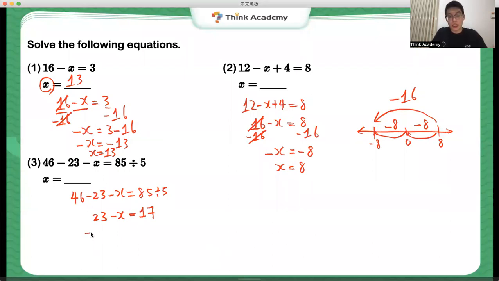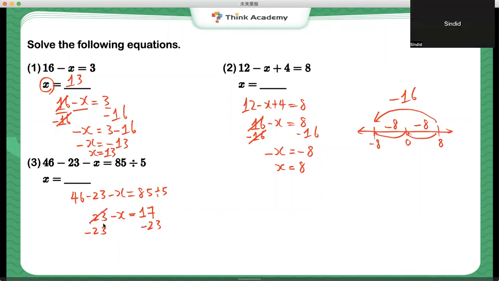So I can take away 23 on both sides because I just want x on one side, nothing else, just x. So that's the reason why I'm always removing the number on the x side. You see that? So how we remove the number on the x side is just by doing the opposite calculation of it, the opposite operation. So I have 23, I just take away the 23, right? So it cancels out. But remember, I need to do the same thing on the other side as well. So that's the reason why I'm taking away 23 on the right-hand side as well.